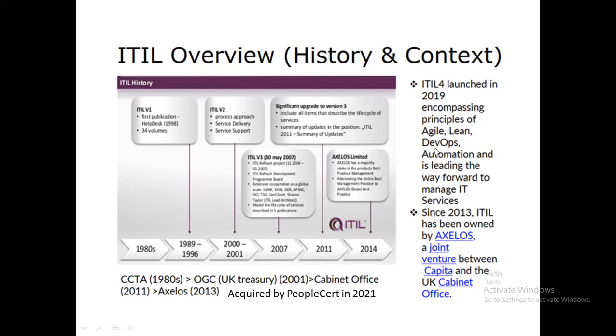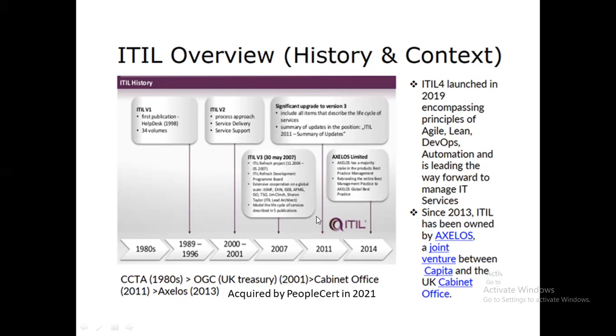It also talks about the principles of agile, lean, DevOps, automation, because people were facing certain problems with version 3. They were saying that it is not quite agile. It does not help us to support DevOps. It is quite heavy in terms of principles, processes, and roles and responsibilities. So can we make it a little lean? Can we make it more agile?